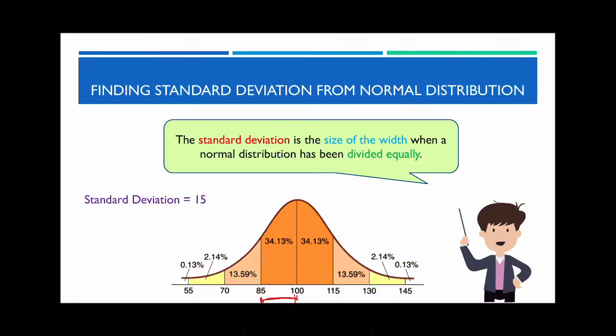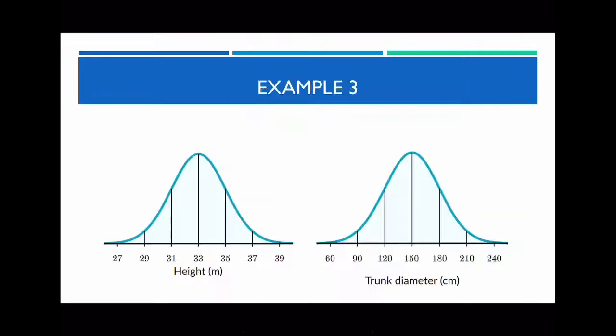So in this example over here, the difference between 85 and 100, that's going to be 15. And that's the same case for all of them if you keep increasing. So in this case, if we're trying to find out the standard deviations for both of these, the first one is going to be 2, and then the next one is going to be 30.